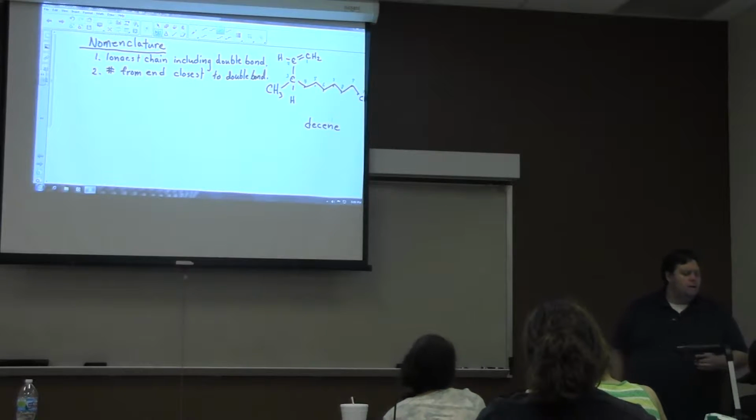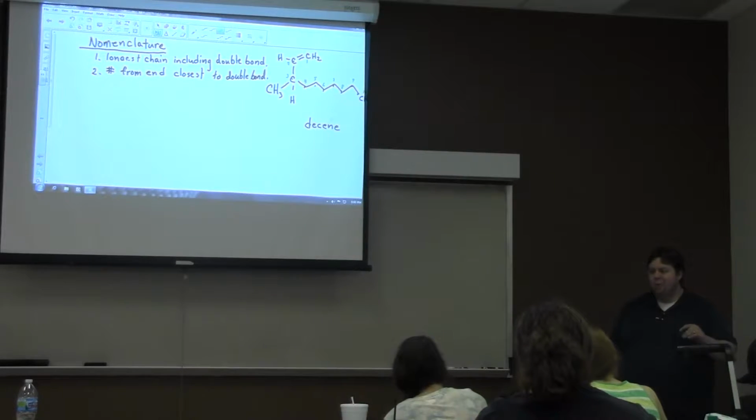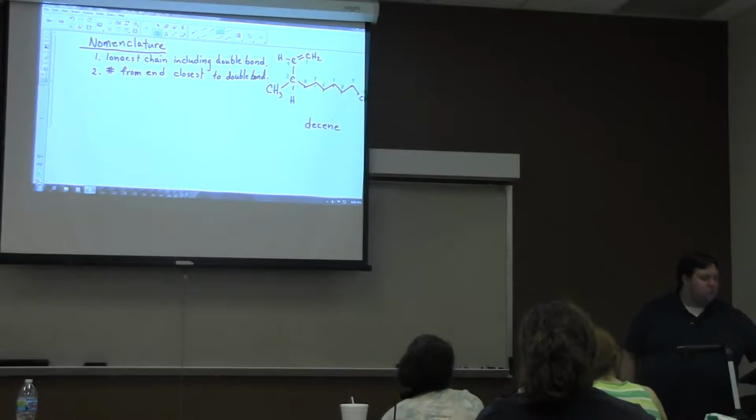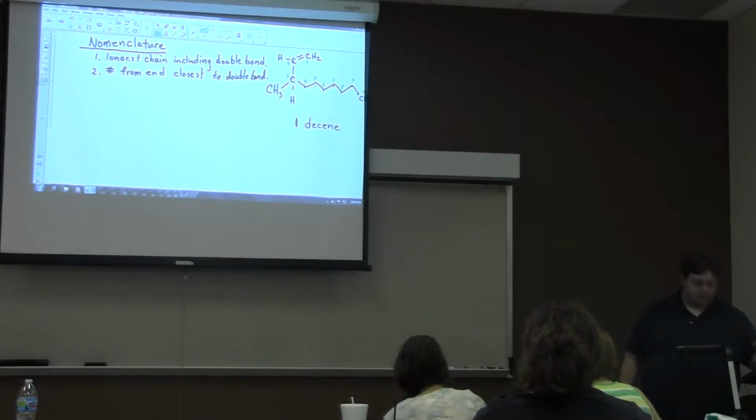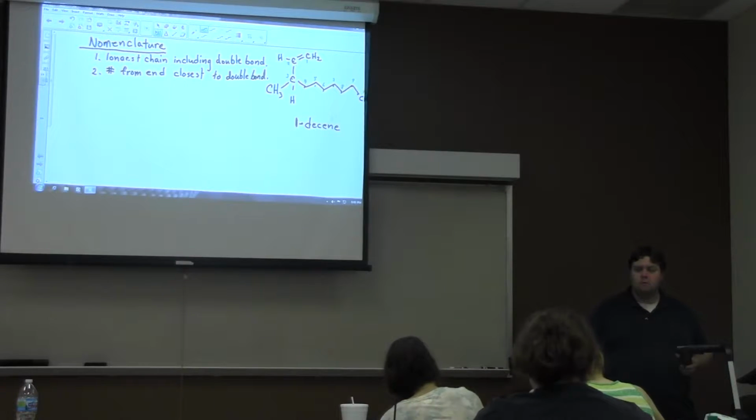The way we indicate where the double bond is, is by putting the lowest number of carbon that is part of the double bond. Does that make sense? This double bond is between carbons 1 and 2, so we indicate that it's a 1-decene. Now, what do I have to put between every, what? Dash. Okay, am I done? No. What am I missing, folks?